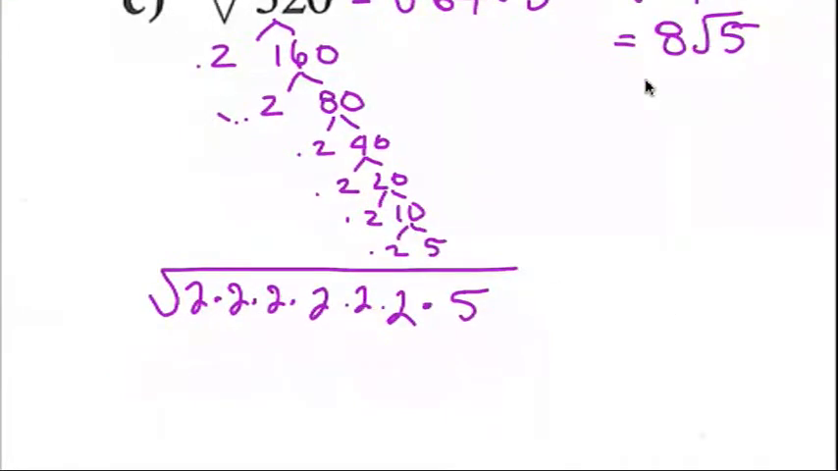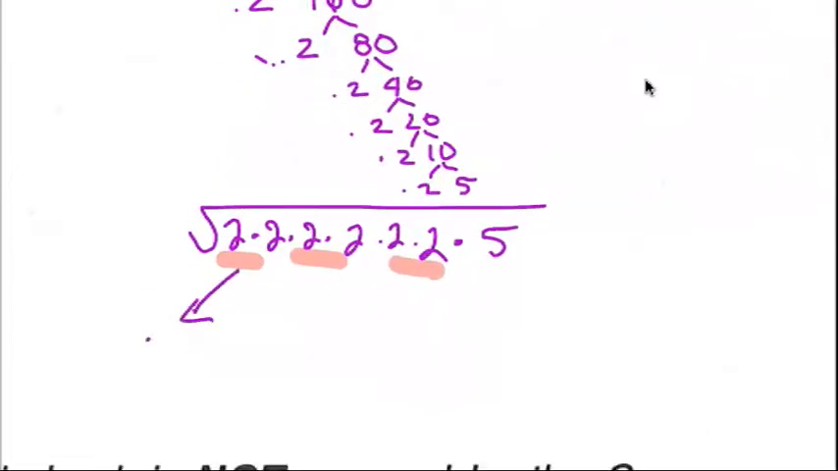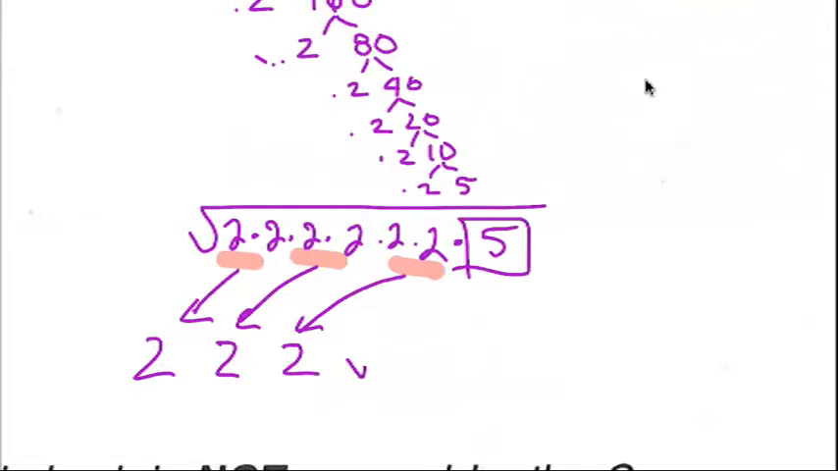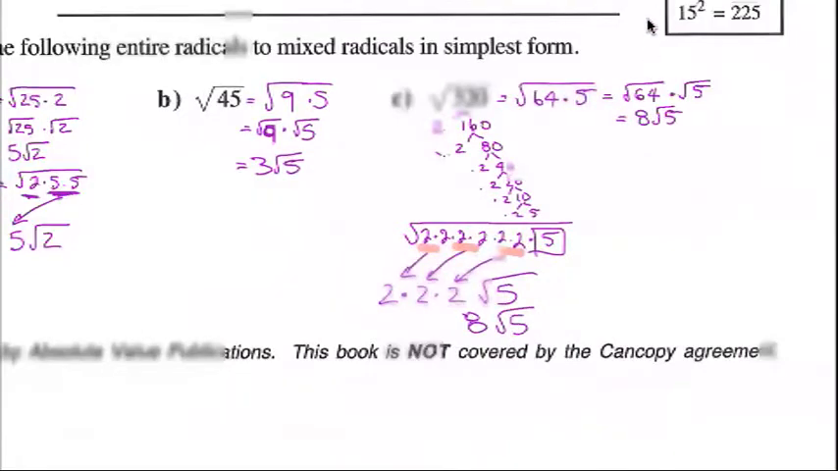Now it's a square root, so I look for groups of 2. There's a group of 2. There's a group of 2. There's a group of 2. Each gives me a 2 outside, and I'm left with my lonely 5 inside. And I multiply all of these together. 2 times 2 times 2 is 8, so 8 square root 5. I can get to the exact same place. Exact same place using prime factorization.